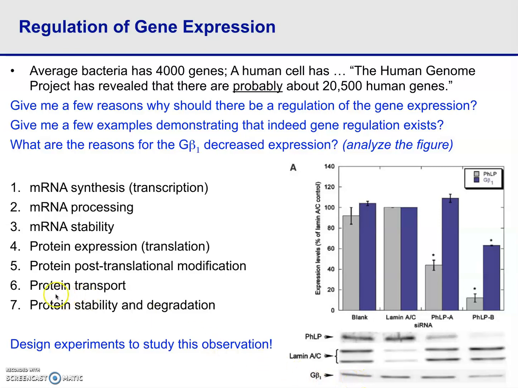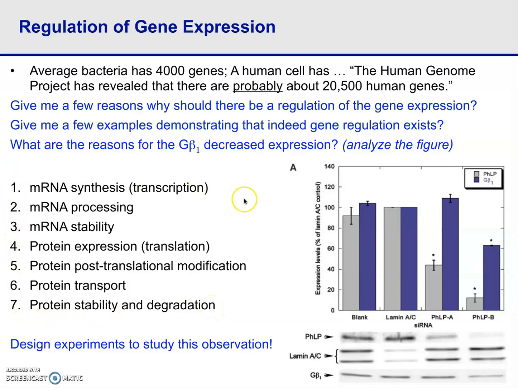These bands, by the way, represent the expressed amount of protein. Or perhaps there was a problem with the protein transport. G beta 1 is found on the membrane. It does get released from the membrane, but at some point it is attached to the membrane. Perhaps there is a problem with the localization of G beta 1 to the membrane. Or perhaps there was a problem with the protein stability or degradation.